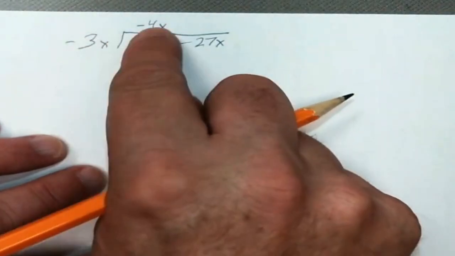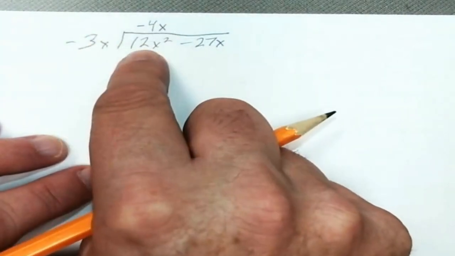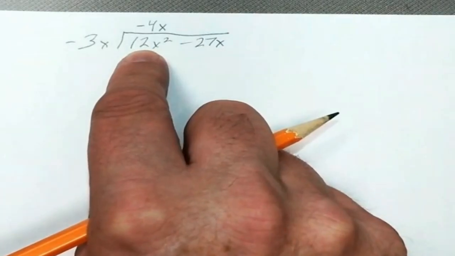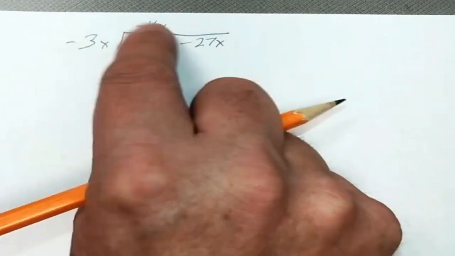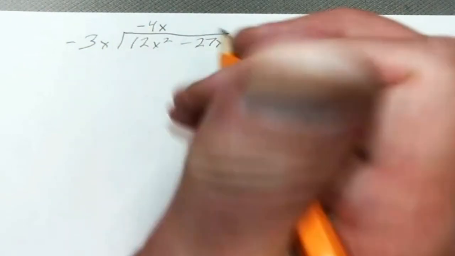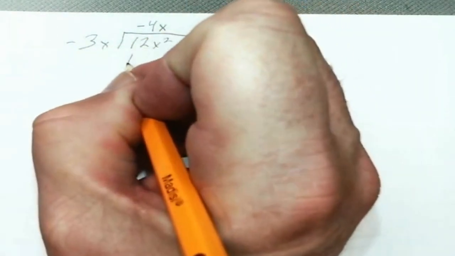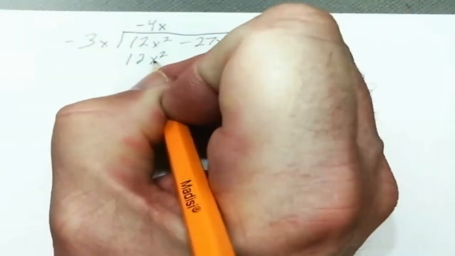So if we multiply those two back together, we should get the 12x squared, right? X times x is x squared. Negative 3 times negative 4 is 12. So now let's multiply those. It goes 12x squared.